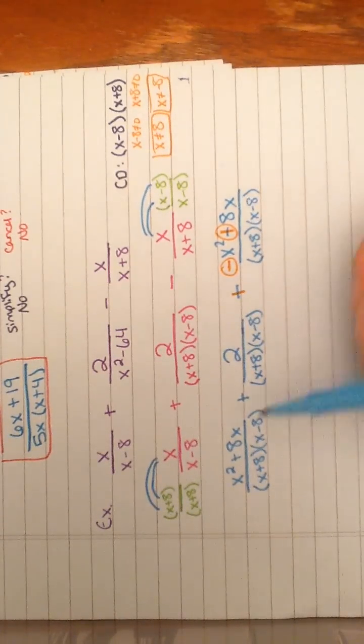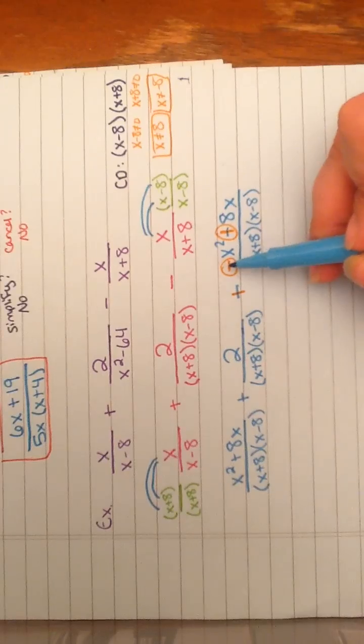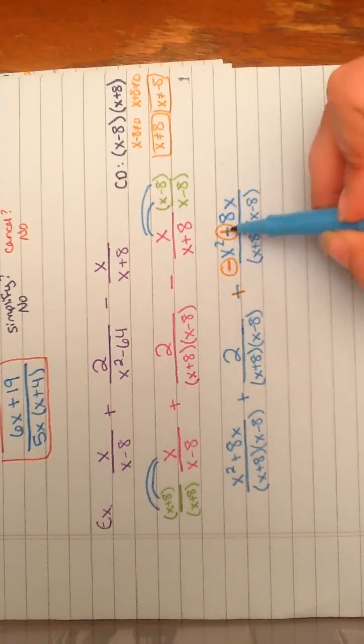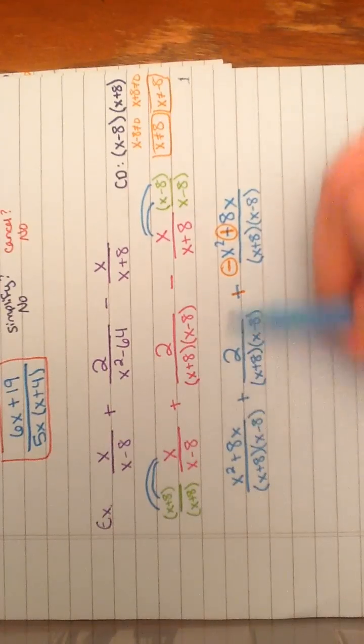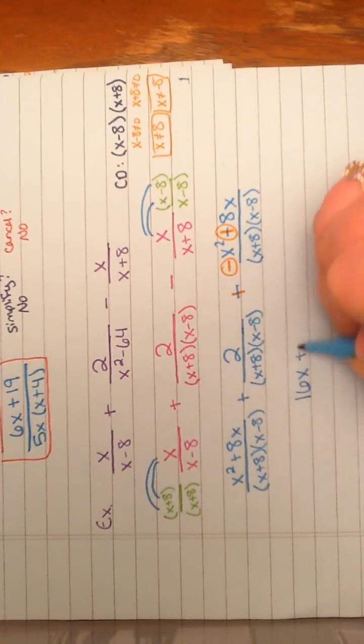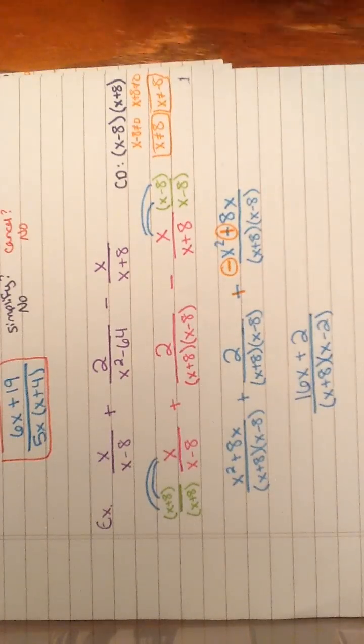So now I can combine my like terms. I have an x squared and a negative x squared, so those are gone. I have an 8x and another positive 8x, so 8x plus 8x gives me 16x. And then this 2 is just chilling there by itself. It doesn't have any like terms. And my denominator is x plus 8, x minus 8.